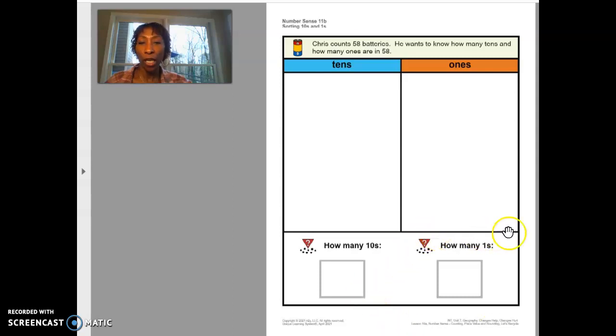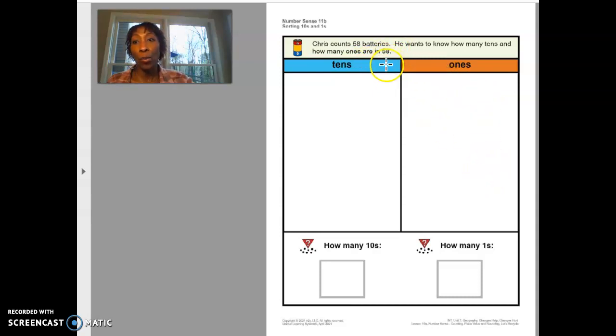With this activity, you're going to read the sentence, Chris has 58 batteries. He wants to know how many tens and how many ones are in 58. So what you're going to do is break apart 58. You have the ones column and the tens column, and you're going to see the number that's in the ones column, which represents how many ones there are. So if you have 8, you draw 8 circles.